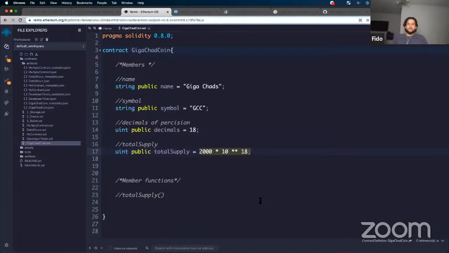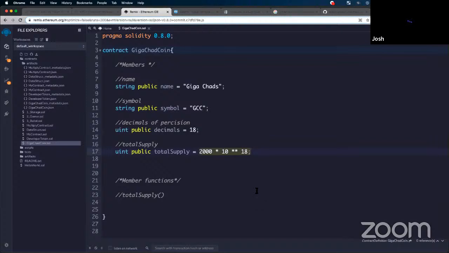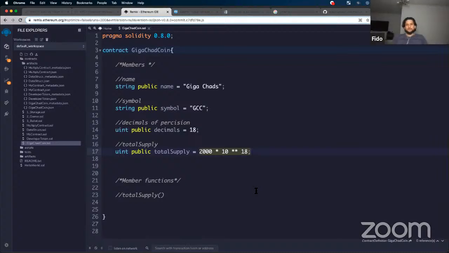Am I incorrect? Wasn't it 8 to the 8th power, Josh? The example that we looked at was 8, but we're going to use 18 for the decimals of precision on this one. We want the full 18.